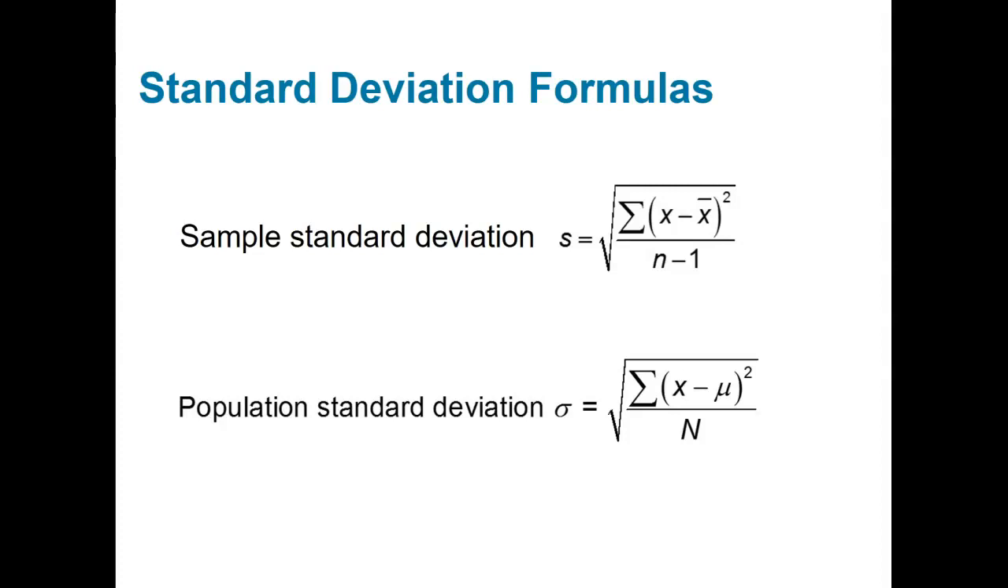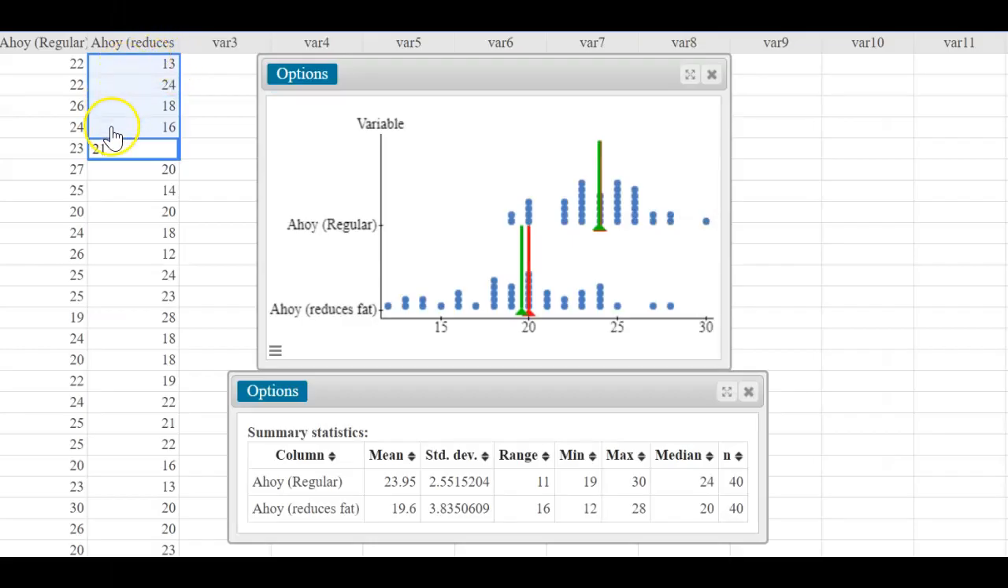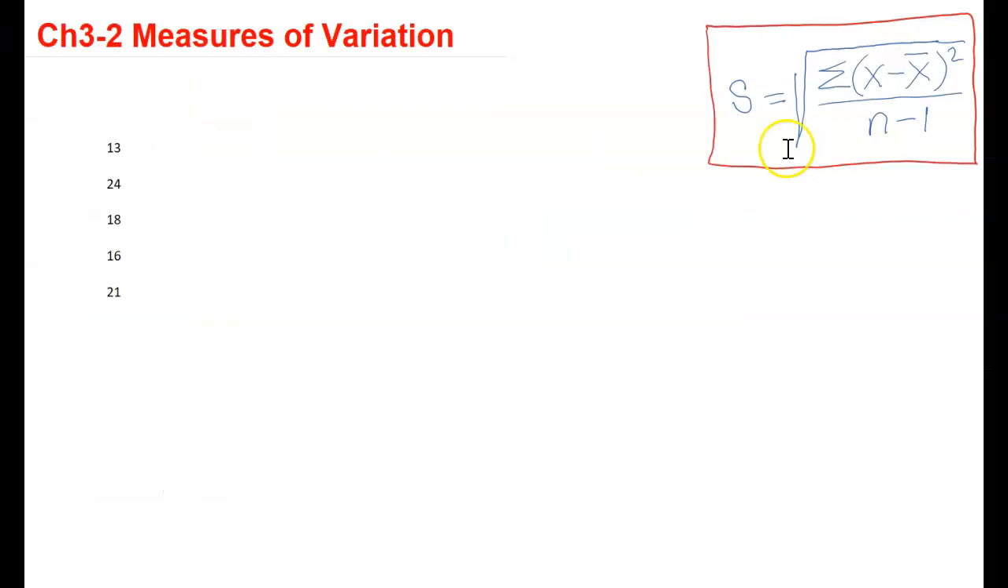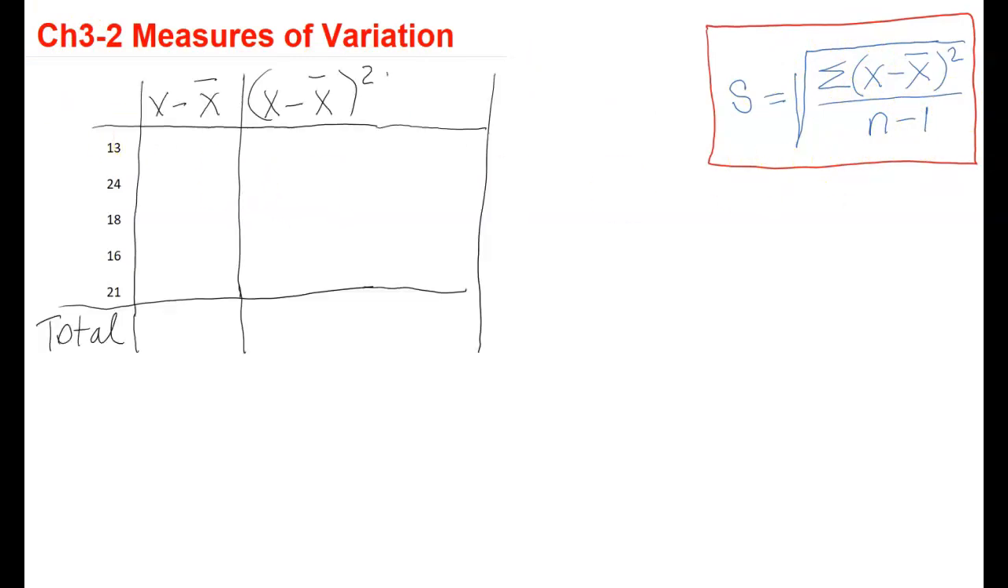We will take a look at how to manually calculate the value of a standard deviation of a sample, but good for us, there's technology to help us do the complicated calculations. I'm going to copy the first 5 values from the data set of Ahoy reduced fat cookies. Using the formula for sample standard deviation, the square root of the sum of the squared differences between each value and the mean of the sample, divided by the number of values minus 1. Let's make a table to help us do these calculations. To break this formula into parts, we first need to know the mean of this sample.